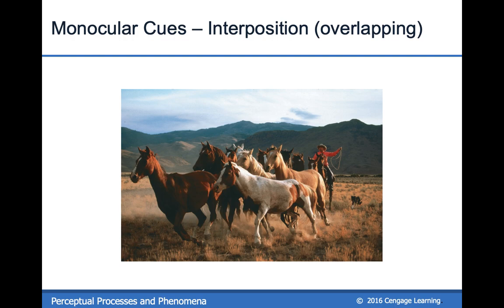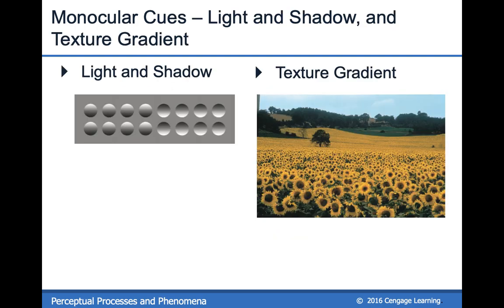Monocular clues are also interposition or overlapping. So we know this isn't just one large blob of horse heads and legs. We see that it's actually a bunch of individual horses that are overlapped on top of each other, and this horse is closest to the foreground, and maybe this one or this one's in the background. Same thing with the mountains. We see that this is the mountain in the foreground, and some of these are further in the back. So these are the monocular clues of interposition or overlapping.